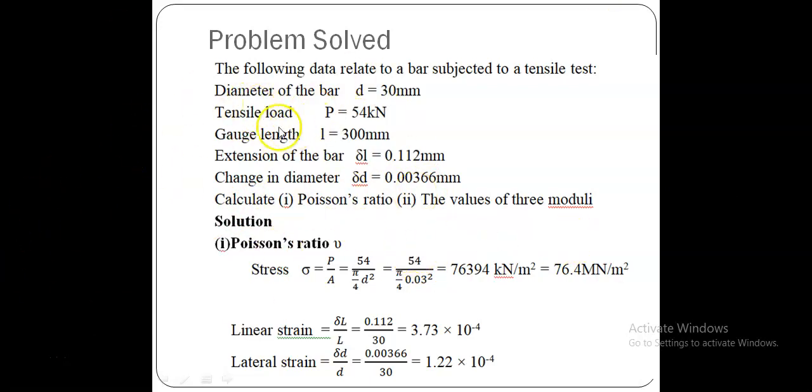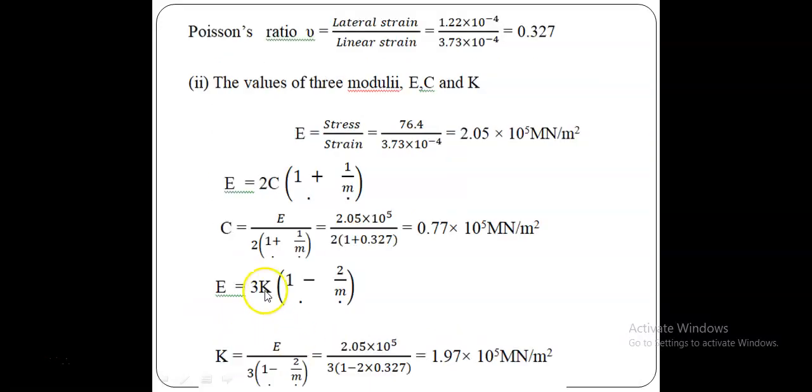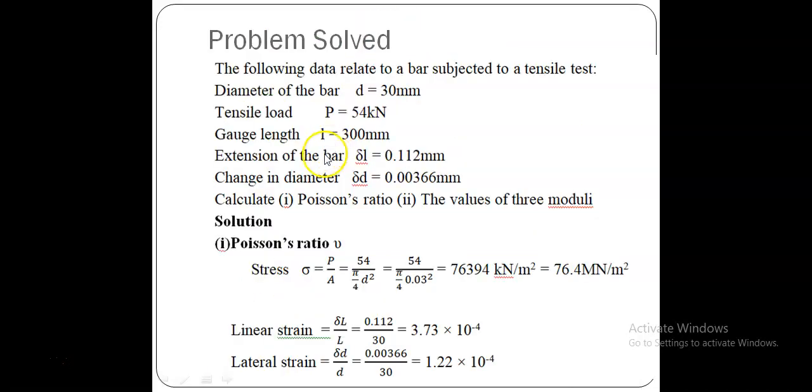These are the test data taken from a tension test on a steel rod. Let us find first the Poisson ratio, in which the relation is Poisson ratio nu equal to lateral strain divided by linear strain. In order to find the lateral strain, let us go step by step. First, let us find the direct stress.